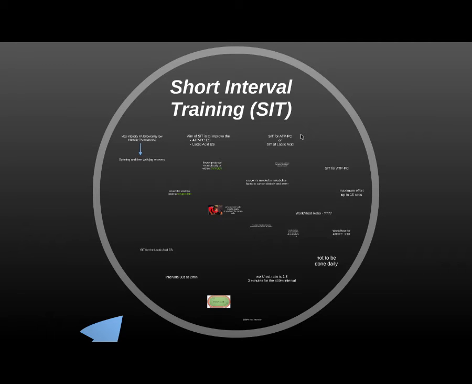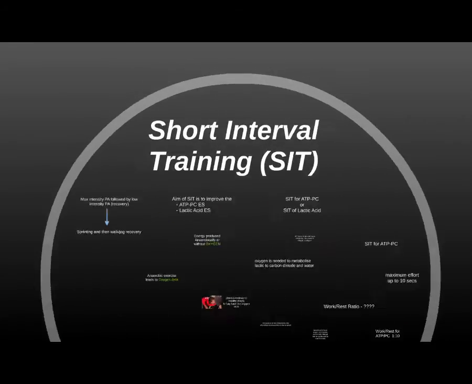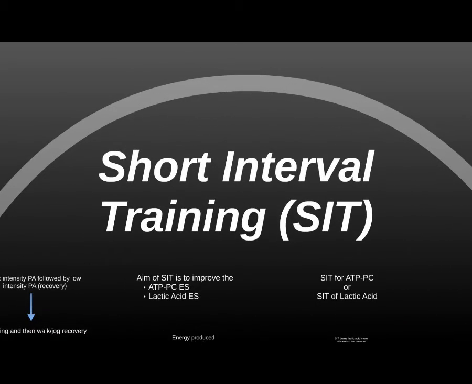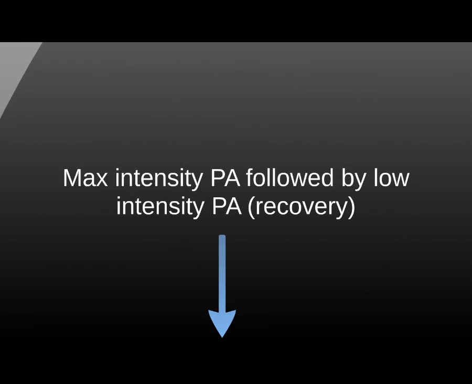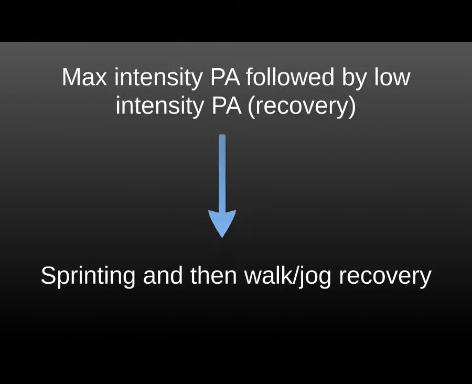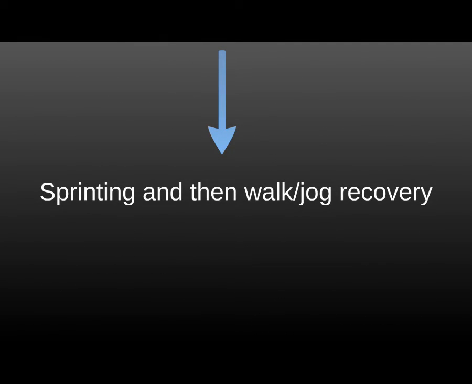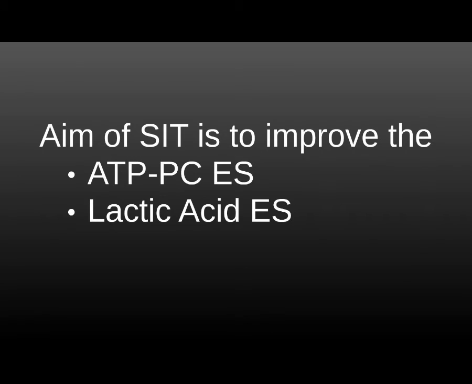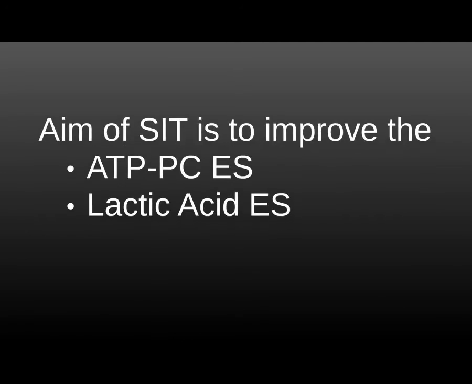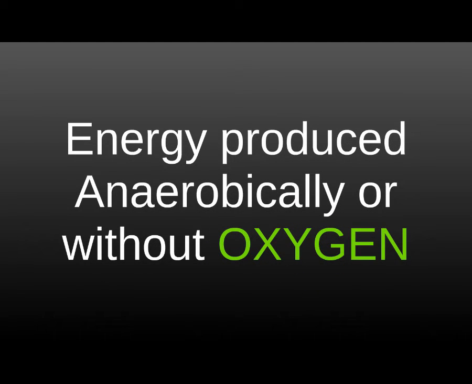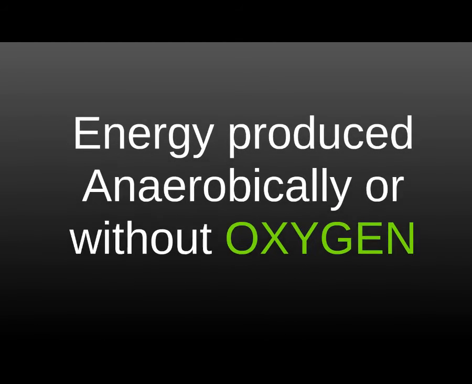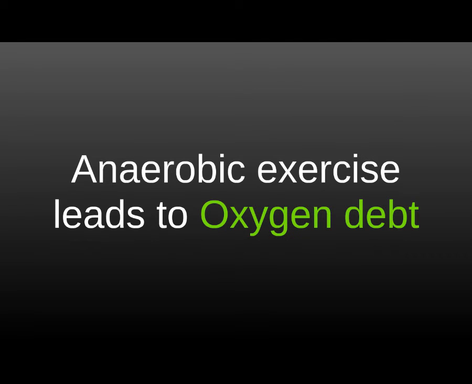The final syllabus example is short interval training, and from here on in, SIT for short. SIT is exercising near or at maximum intensity, and then a slow jog or walk recovery. This is done to improve the ATP-PC energy systems and the lactic acid system. When you perform SIT, the energy for this is produced anaerobically or without oxygen. Anaerobic exercise leads to oxygen debt.